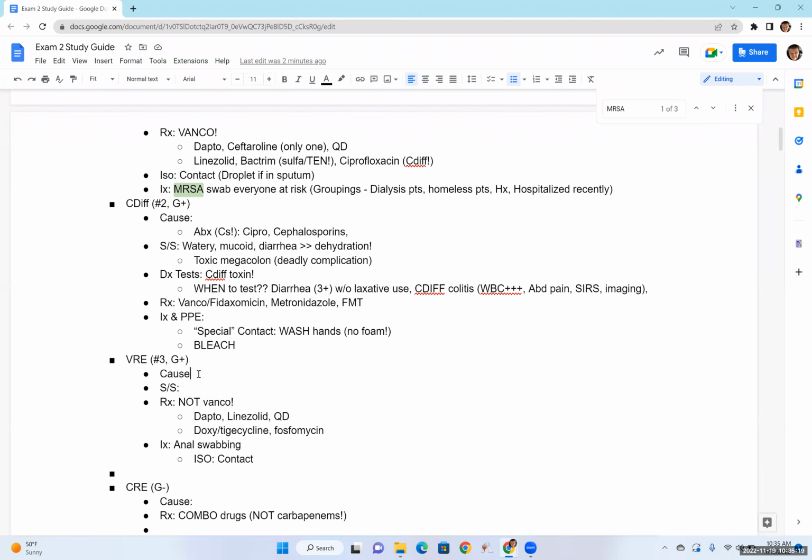So MDROs, like MRSA, how do you prevent it? Well, you've got to swab for it, and you've got to find out who's high risk. MRSA pneumonia is extremely invasive, it's aggressive. So for broad spectrum coverage, we're going to hit them with Vanco, because if they're really, really sick, that's probably a good option.